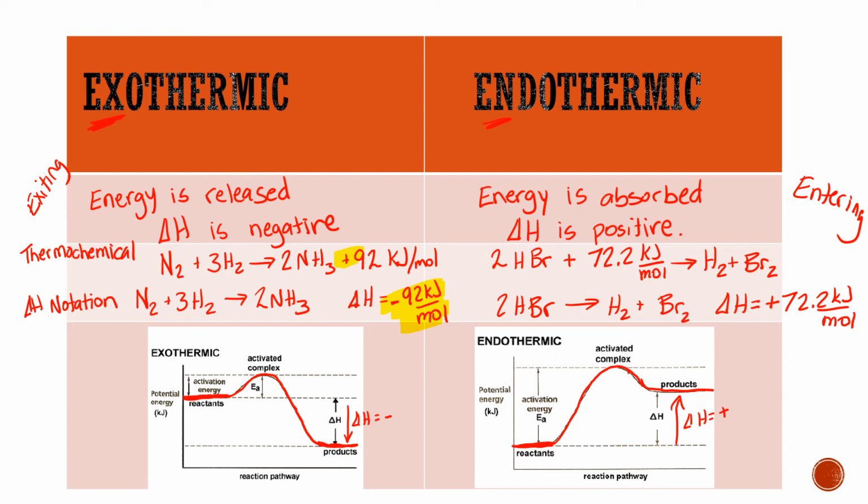So the only thing we have to look at is that with delta H being negative, that means that energy is exiting the system. The kilojoules per mole, that energy term, is going to be on the right-hand side, on the product side. On the endothermic reaction, that energy is entering the system, so it's going to be on the reactant side, or my delta H is going to be positive.